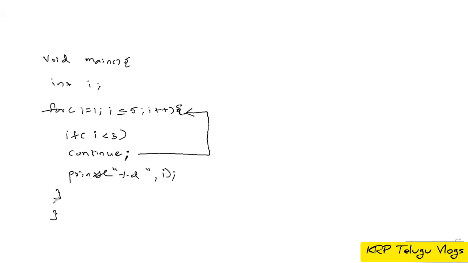Is it clear? Initially I value is 1. So 1 less than or equal to 5 is true. It will come inside. 1 less than 3 is true. So what will it do? It will hit continue. Whenever it hits continue, it will go back to the loop. So I value will be incremented to 2.